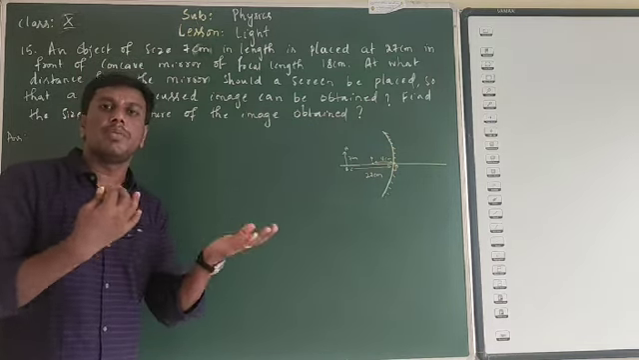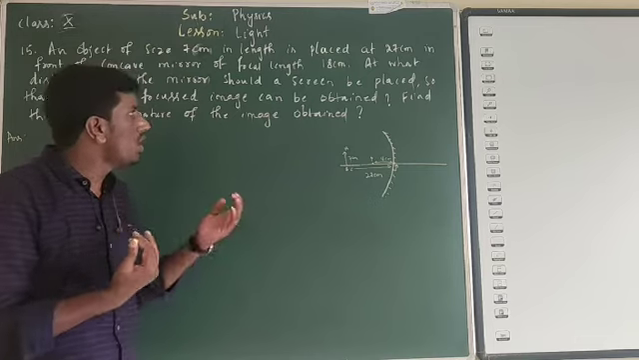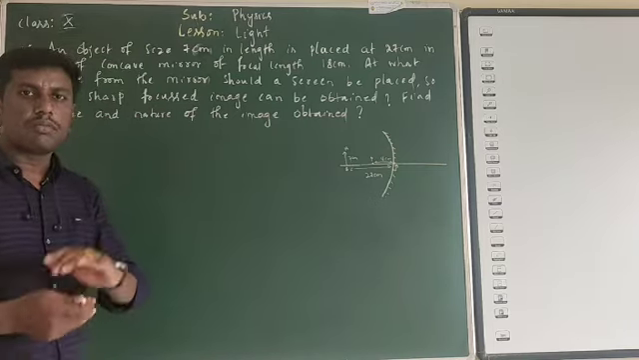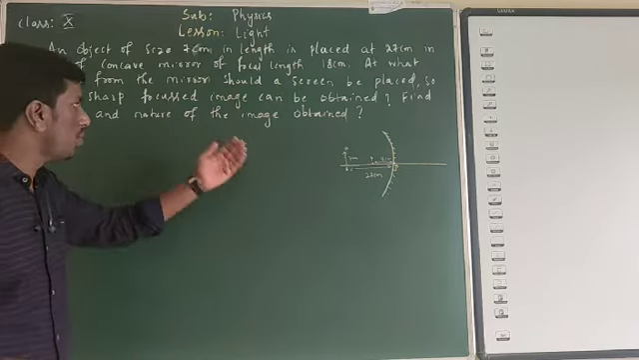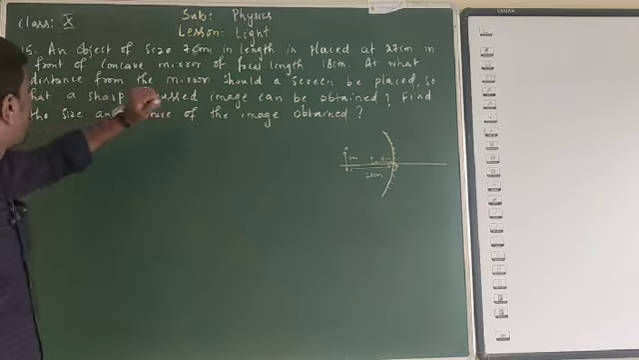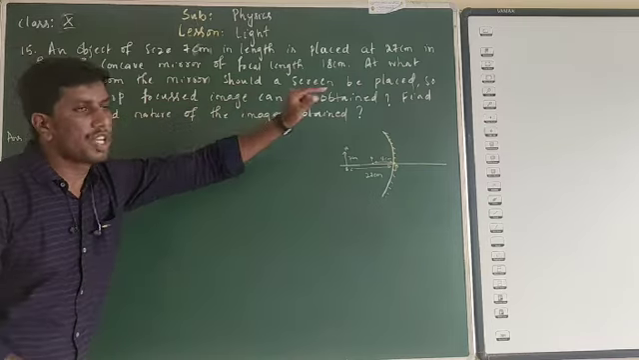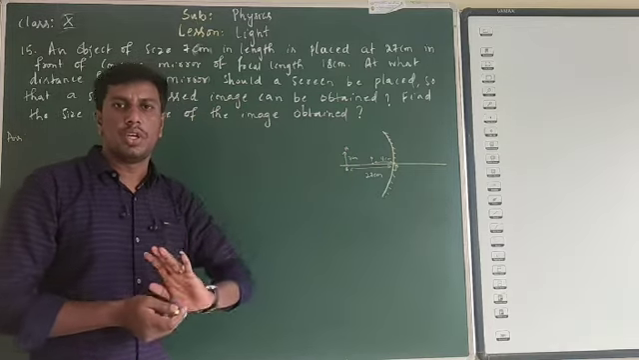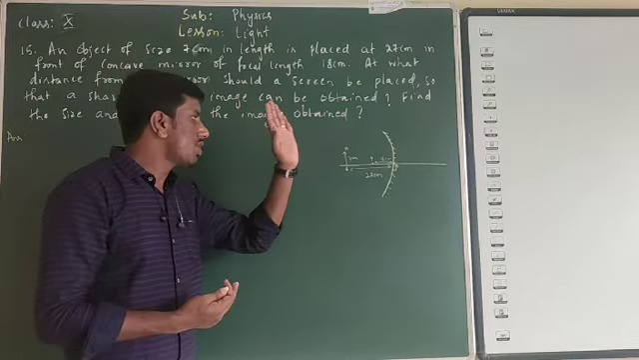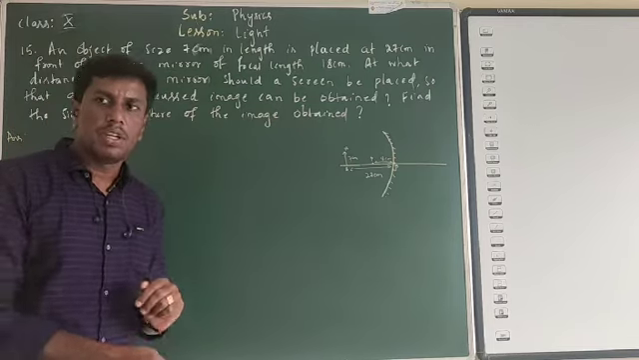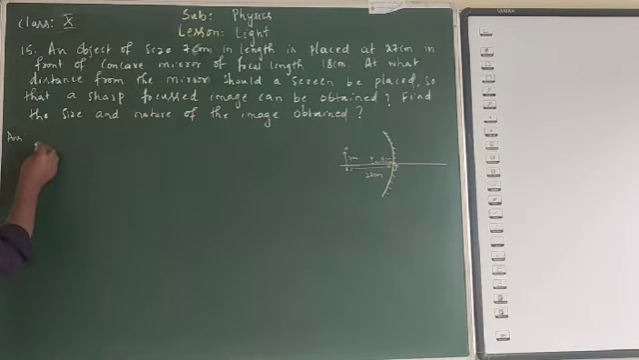That means where is the image formed? What is the position of the image? So, find the size and nature of the image obtained. That means again we need to find out the position, size and nature. Here they have given: at what distance from the mirror should the screen be placed? That means we need to find out the position of the image, the image distance. So let us list out what is given.